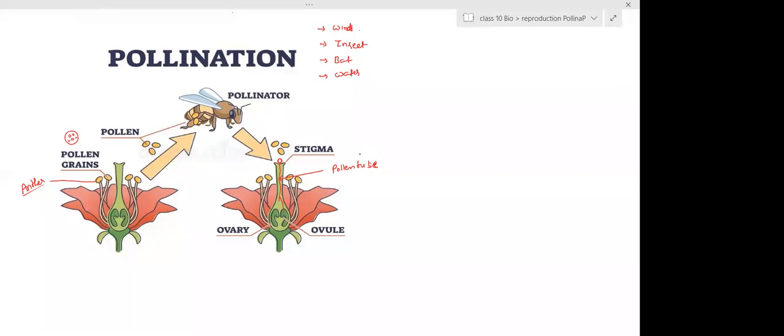So put the heading pollination. One more thing: if the pollen grain falls on the stigma of its own flower, this is called self-pollination. If the pollen grain of the same flower falls on the stigma of the same flower, this is called self-pollination. If the pollen grain of one flower is transferred to the stigma of another flower, this is called cross-pollination.